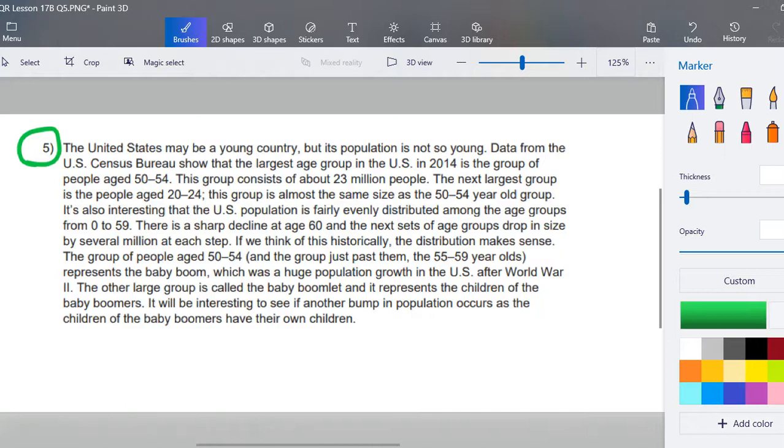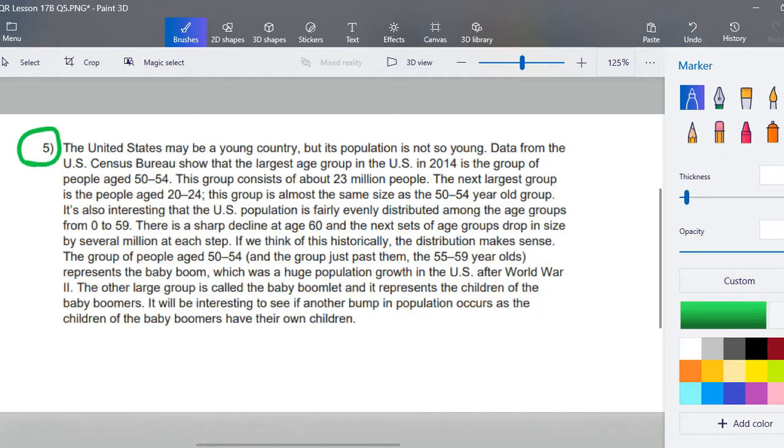If we think of this historically, the distribution makes sense. The group of people aged 50 to 54 and the group just past them, the 55 to 59, represent the baby boom, which was a huge population growth in the United States after World War II. The other large group is called the baby boomlet, and it represents the children of the baby boomers. It will be interesting to see if another bump in population occurs as the children of the baby boomers have their own children.